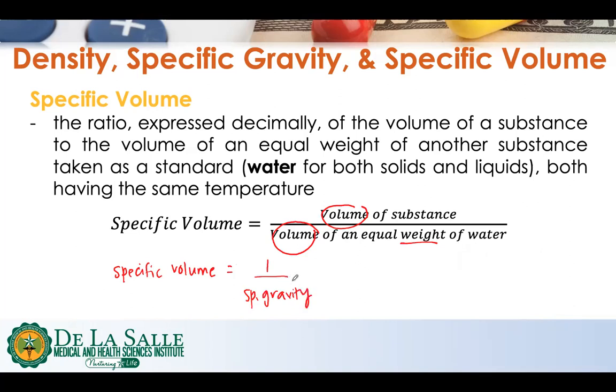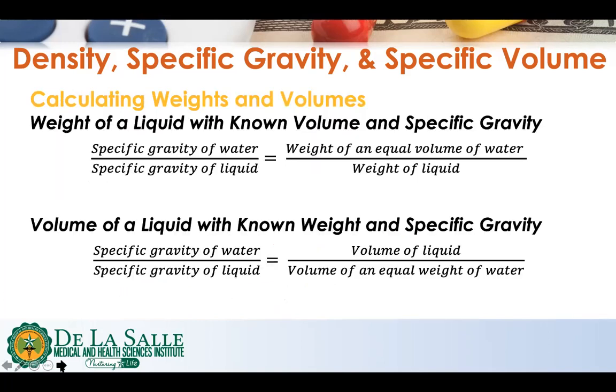So we can determine the specific volume if we know the specific gravity of any substance. The same methods apply. Now we can use the specific gravity in determining the weight or the volume of a liquid with known volume or weight respectively and their specific gravities. Given over here are the formulas that we can use to determine the weight and the volume of liquids or even solids.